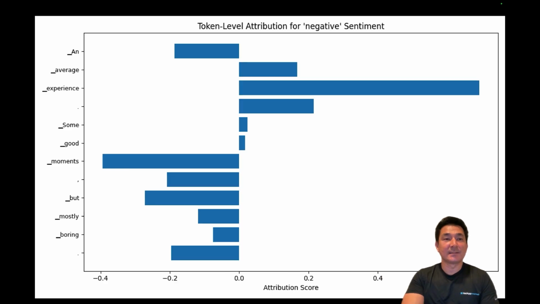For our second sentence, an average experience, some good moments, but mostly boring. Here you can see, based on the sentence organization and the tokens, we have a slightly different story. We can see that most tokens here, based on the organization, have more of a negative attribution score, thus leading to an overall negative classification.